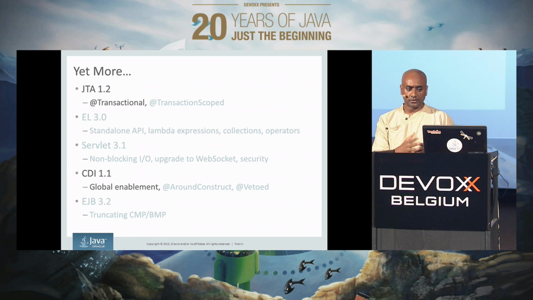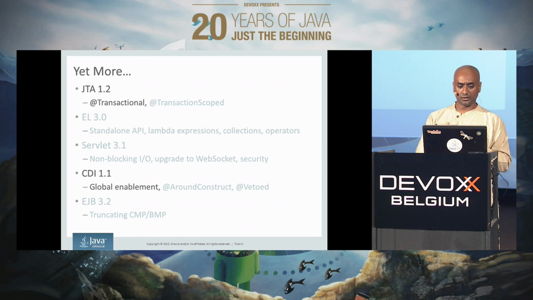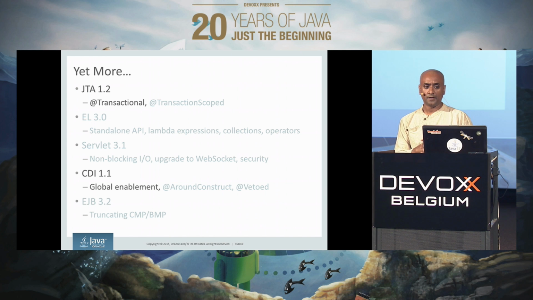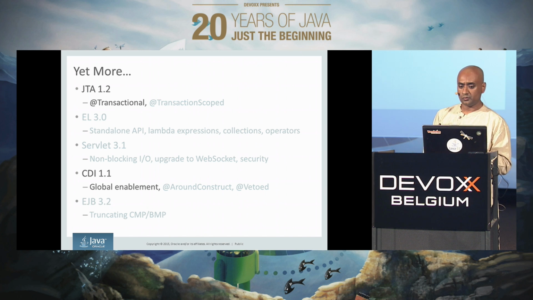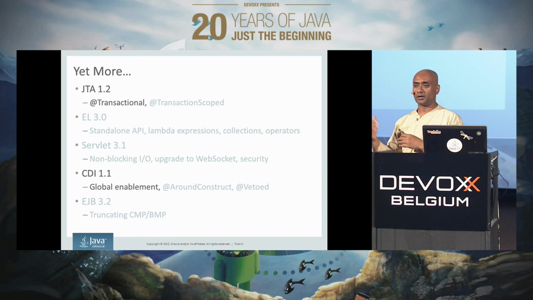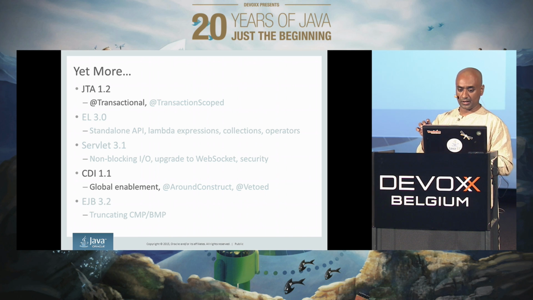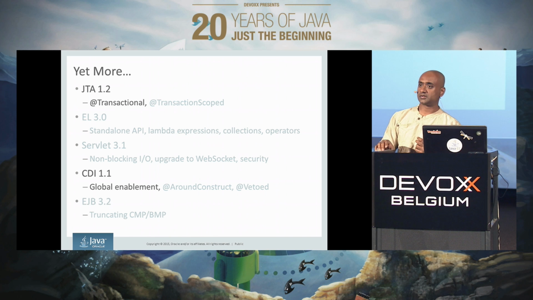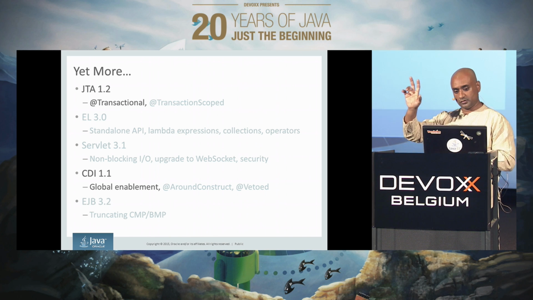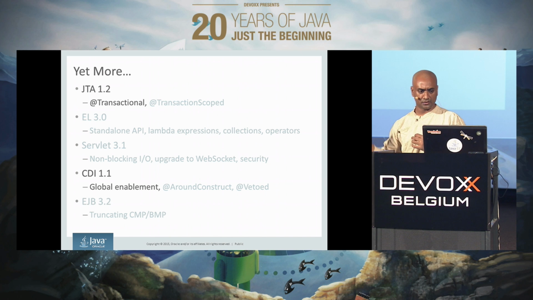There's a whole bunch of other things that I won't cover in the limited time span of this talk. So in JTA 1.2, we began parsing out some of the EJB features and making them available in CDI. Transactional is a good example of that. I actually do have a usage of transactional in the application. If you search for the transactional annotation in the application, you'll find its usage.